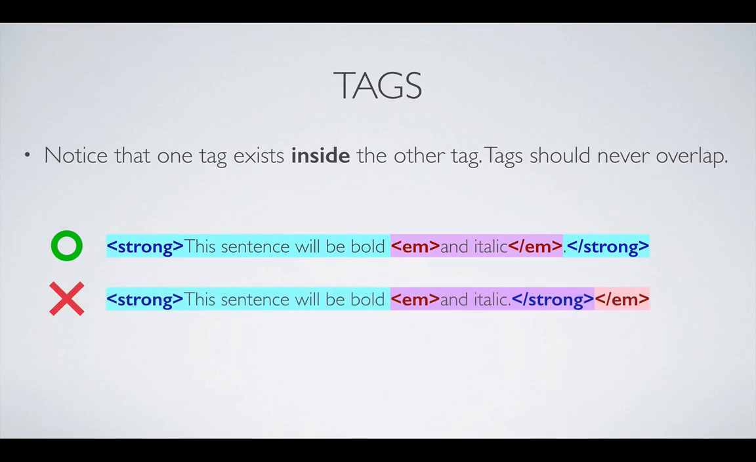The EM is inside the strong. It is not okay for them to overlap. So in the second example, you can see that the strong begins and then the EM begins, but then the strong ends and then the EM ends. This is not correct. If you have an EM or italic tag inside of the bold tag, it should end inside the bold tag.